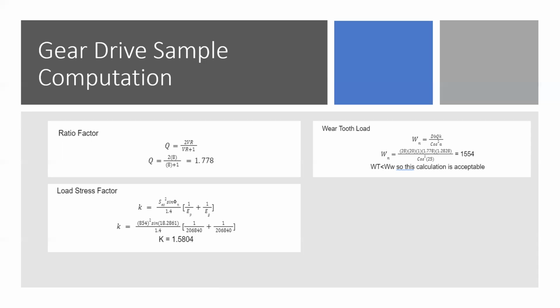We will then compute the pitch diameter as m times the number of teeth, which is 1 by 28, equal to 28 millimeters. And finally, for the wear tooth load, WN equals the pitch circle diameter times B times ratio factor times the load stress all over the cosine of the helix angle squared. The wear tooth load is calculated at 1,554, which is acceptable based on the references.